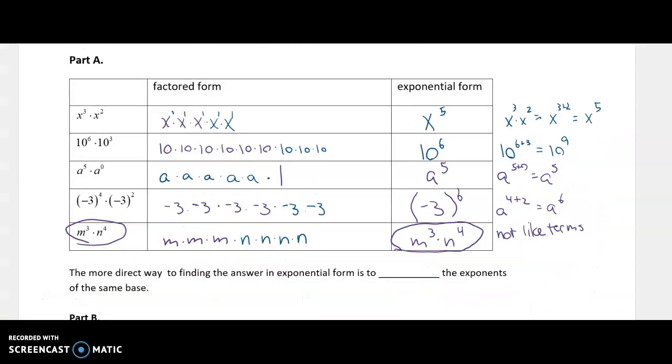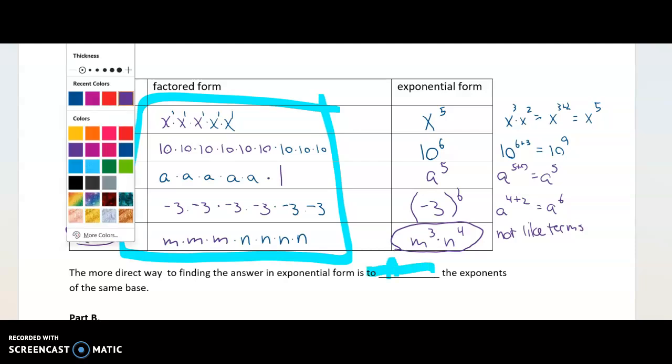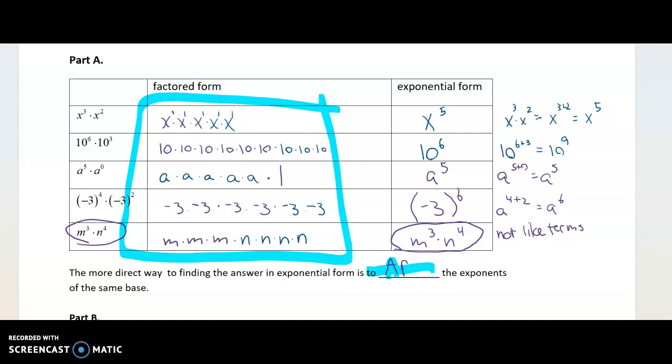We've already discussed the more direct way to finding the answer in exponential form is not to write it out this long way, but instead what you're going to do is you are going to add the exponents. Add your exponents with the same base, only if they have the same base.